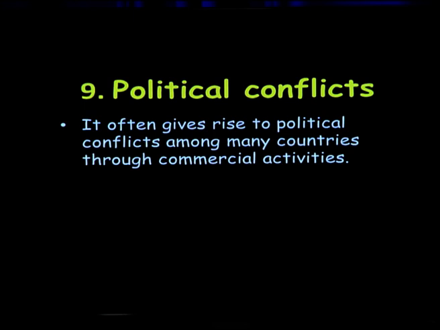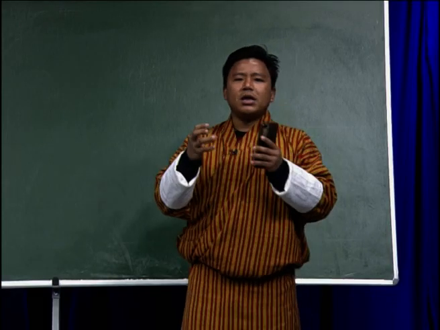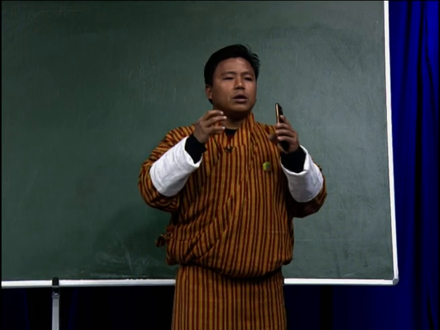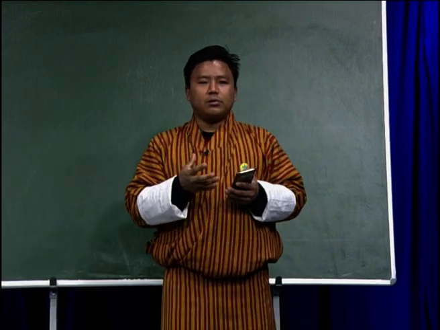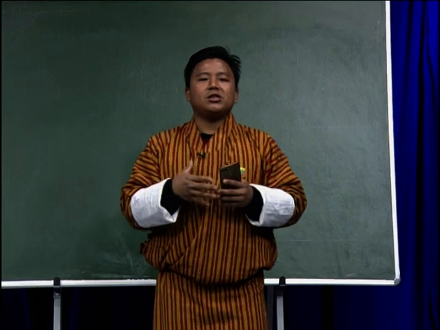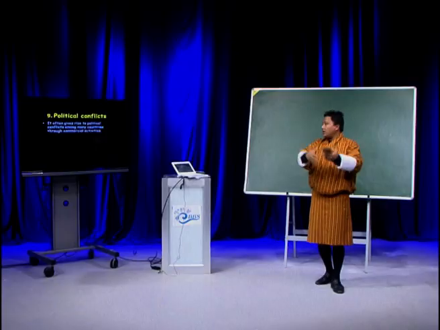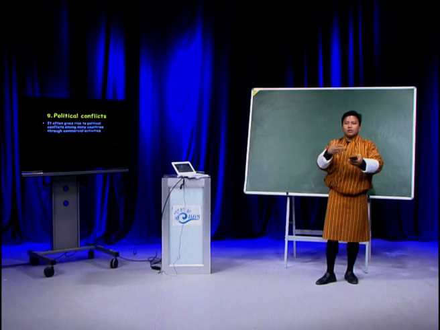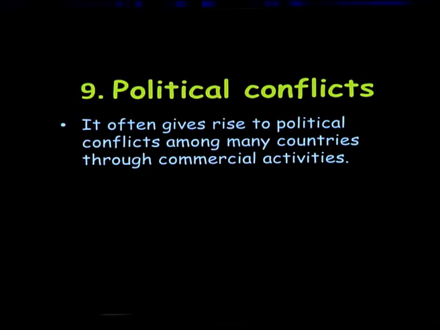Political conflicts happen as a result of trade activities. All the countries involved in international trade have the main objective of gaining trade power. In doing so, they will compete with each other, and hence it leads to commercial rivalries, and leads to political conflicts between the trading partners.